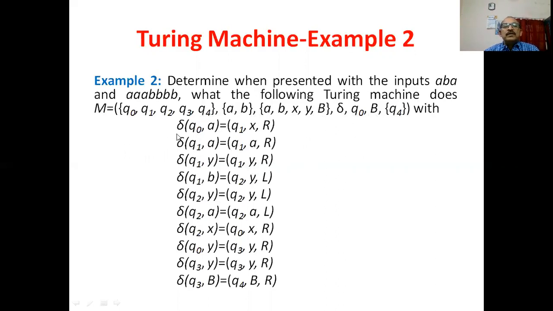as follows. Delta(Q0, A) = (Q1, X, R). These are the transition functions. Let us see what will happen. Let us see what will happen when we input ABA to the Turing machine.